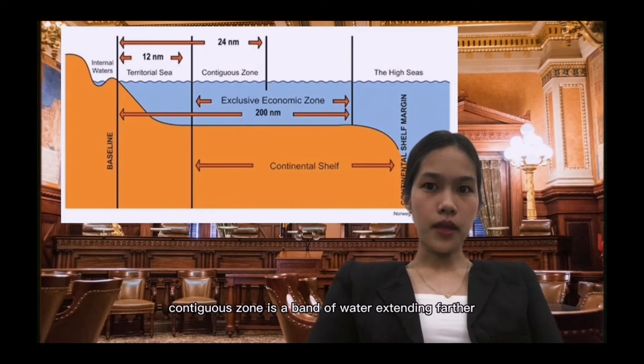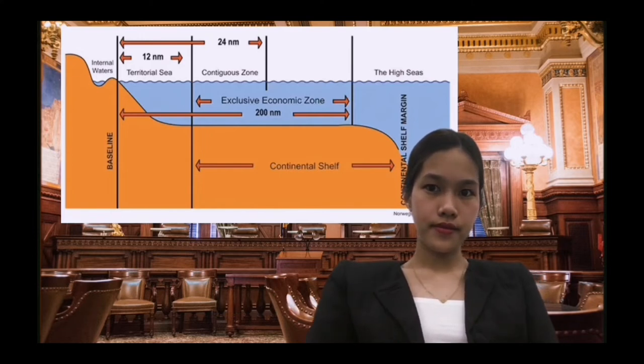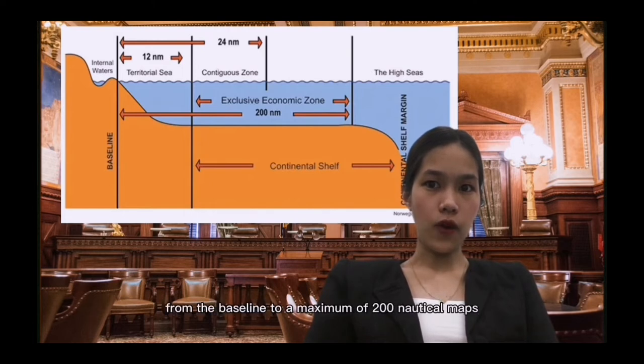Contiguous zone is a band of water extending farther from the outer edge of the territorial sea up to 24 nautical miles. Exclusive economic zone extends from the baseline to a maximum of 200 nautical miles. Thus, it includes the contiguous zone.